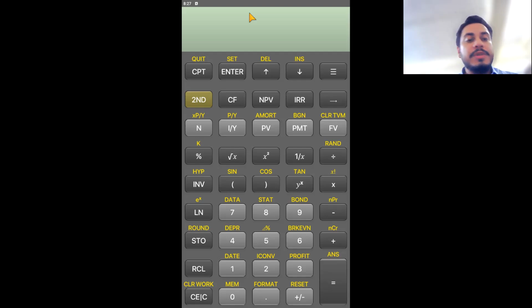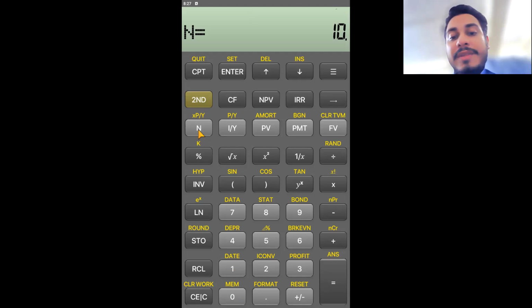Now let's start the process. First is n, which is 10. For that, I'll click the digit first. See, I'm clicking 10. Then I'll click the alphabet, the n over here. It shows n equals 10. That means it has recorded the input.